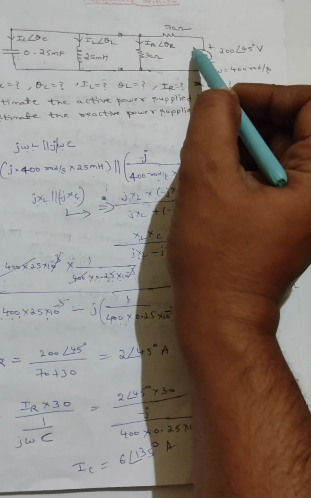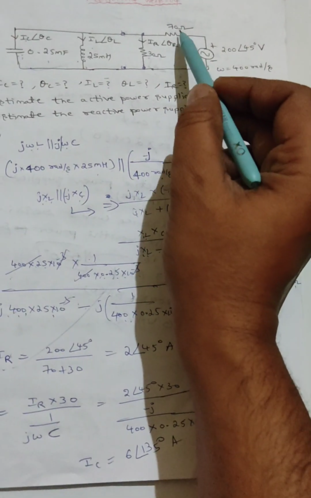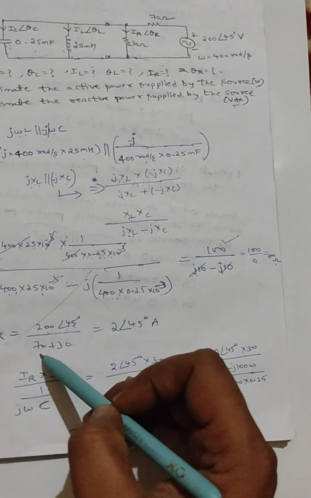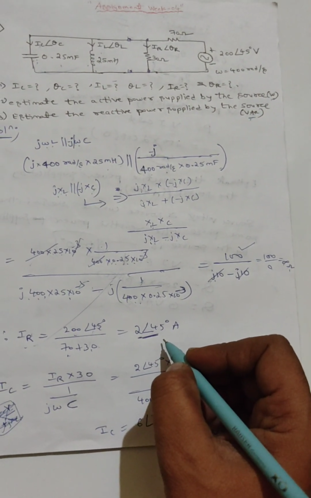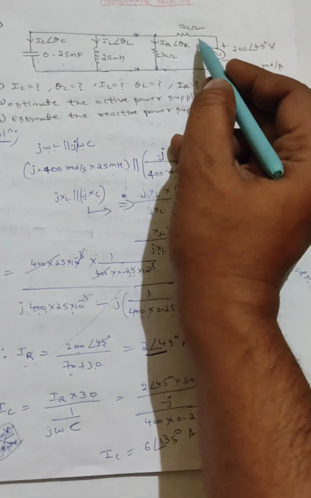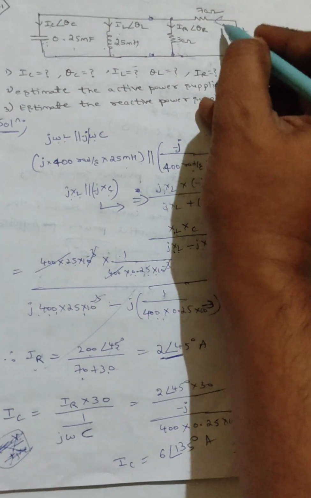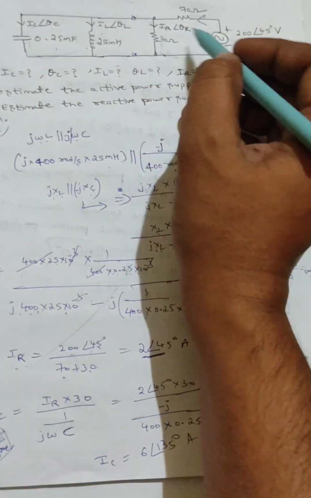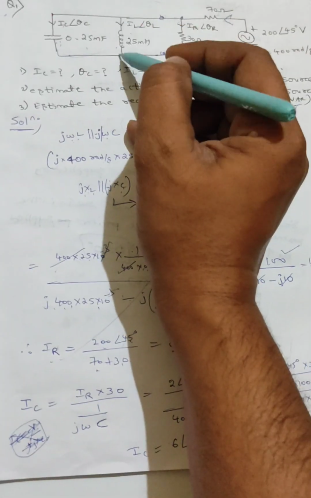Now for IR, apply KVL to this loop. The resistances are connected in series: 200 at an angle 45 is the applied voltage, across 70 plus 30. From this we get a current of 2 at an angle 45 degrees. This is the supply current. So what is the current passing from the source? 2 at an angle 45 degrees. That same current is passing here. Now, with the help of this supply, by knowing the supply current, we can find the current in the inductor and capacitor.